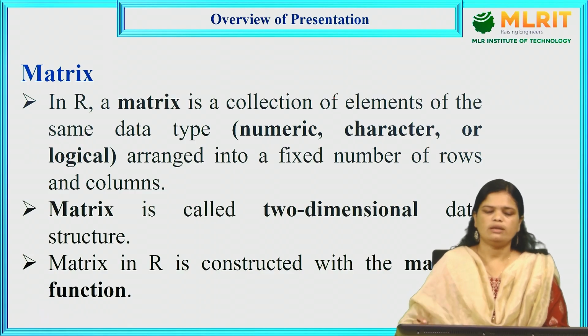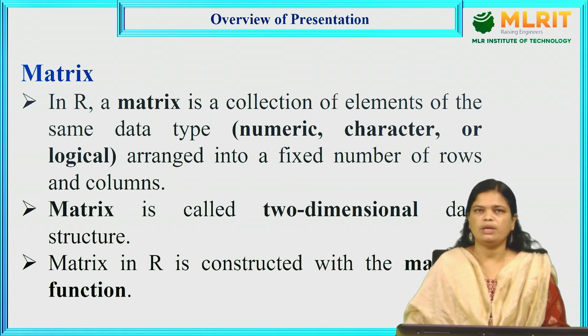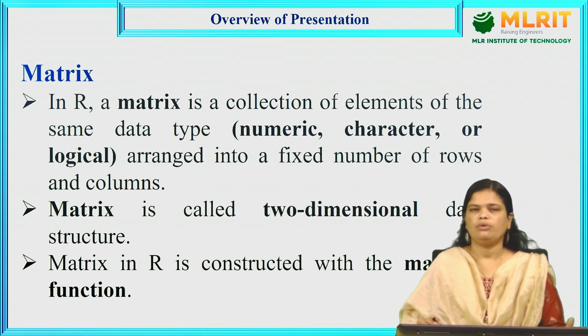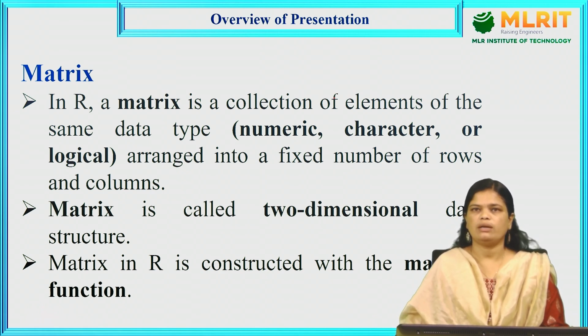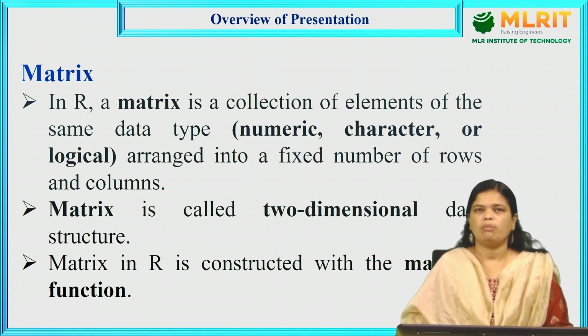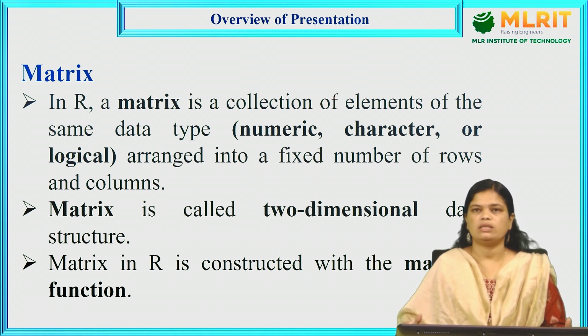So, look at here, what is a matrix? Matrix is a collection of elements of same data type. So, you cannot mix a character and string like that. You can have different vectors. You can have a string matrix, you can have a numeric matrix, you can have a character matrix, or you can have a complex matrix. But character matrix and string matrix should not be mixed.